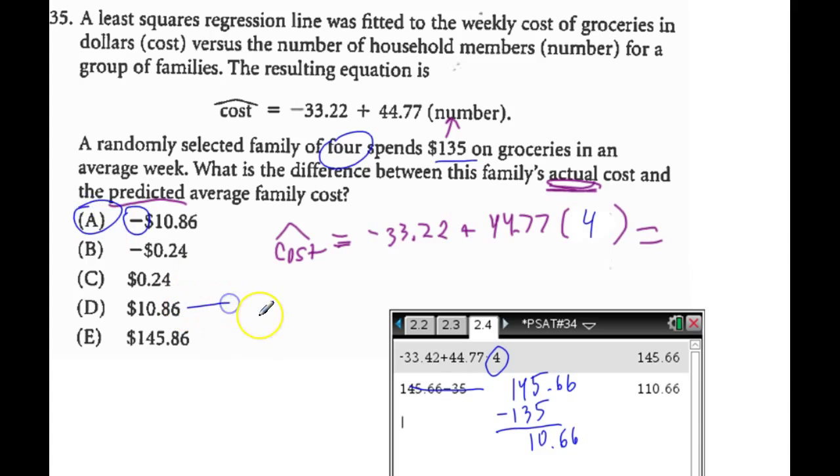Very tempting answer, D. But if you read it, what's the difference between the actual cost and the predicted? So I would do actual minus predicted, other than I did it the other way around here. I get a positive result. But if we did it in that order, I would say it's a negative value here, and that's the right answer.